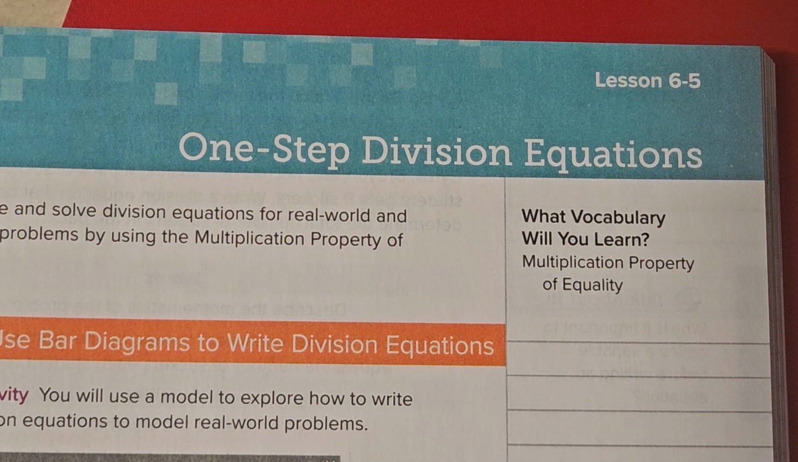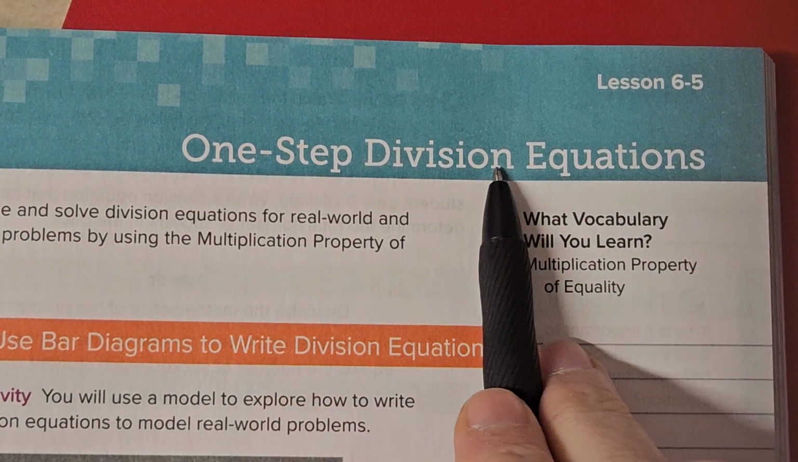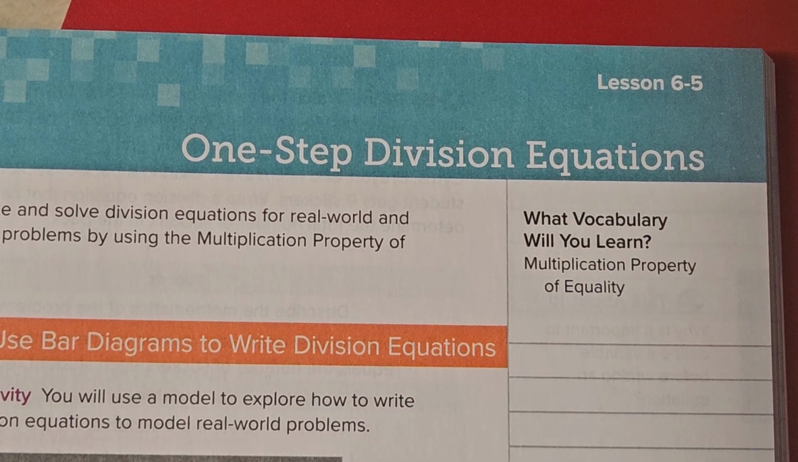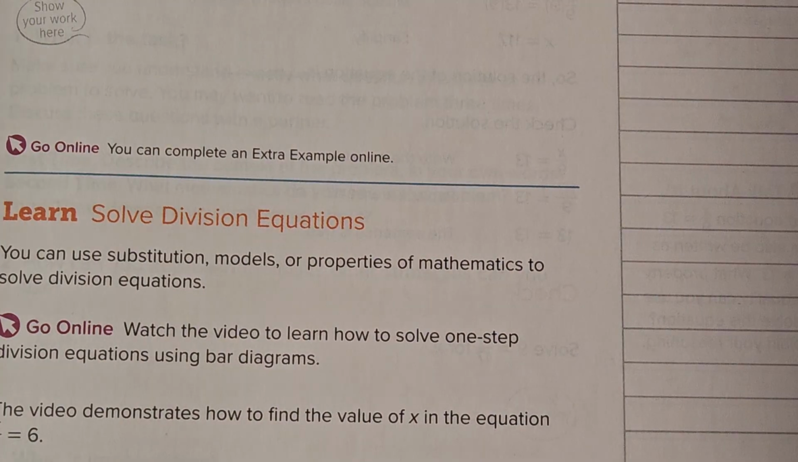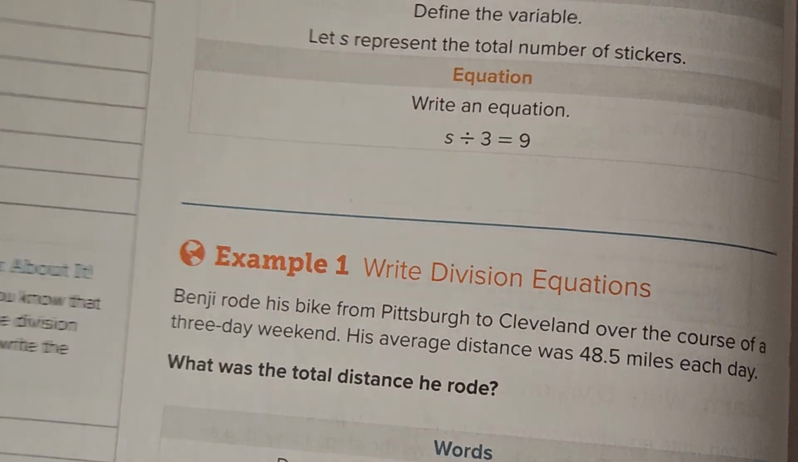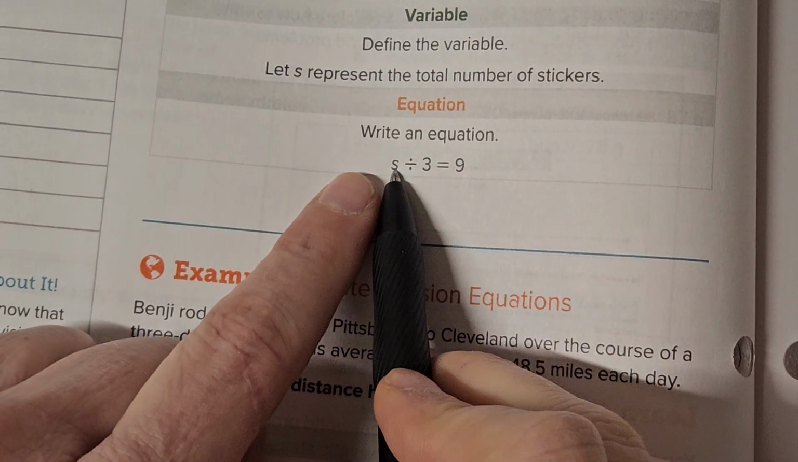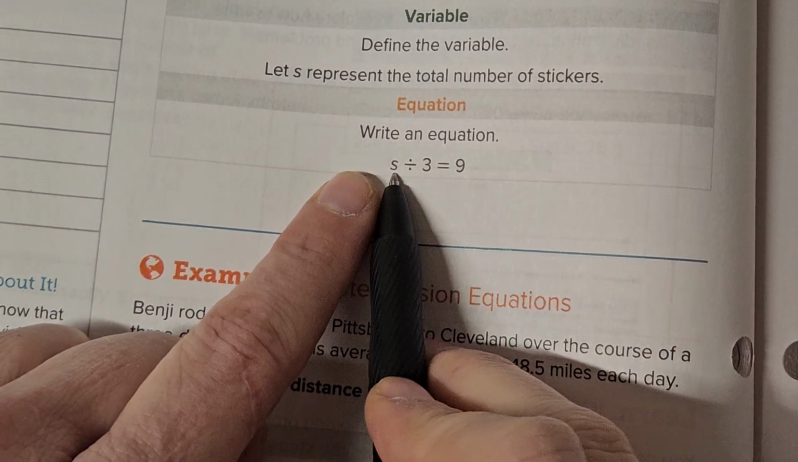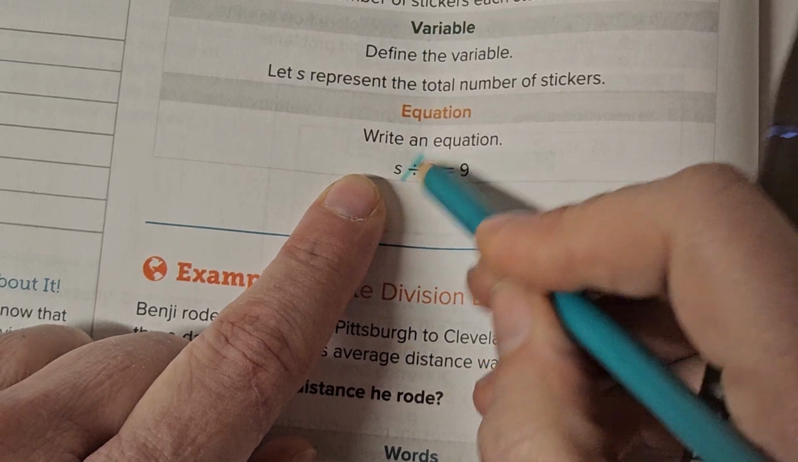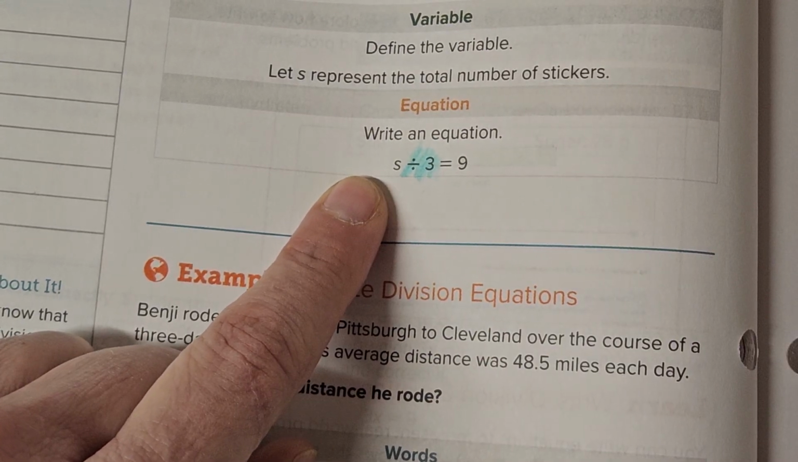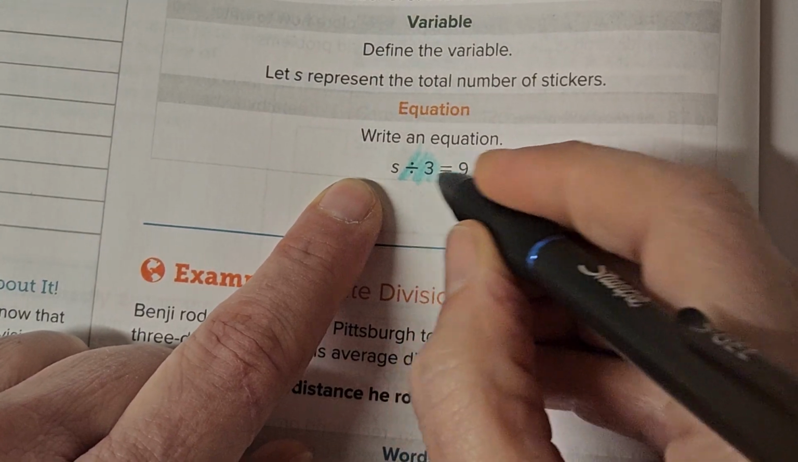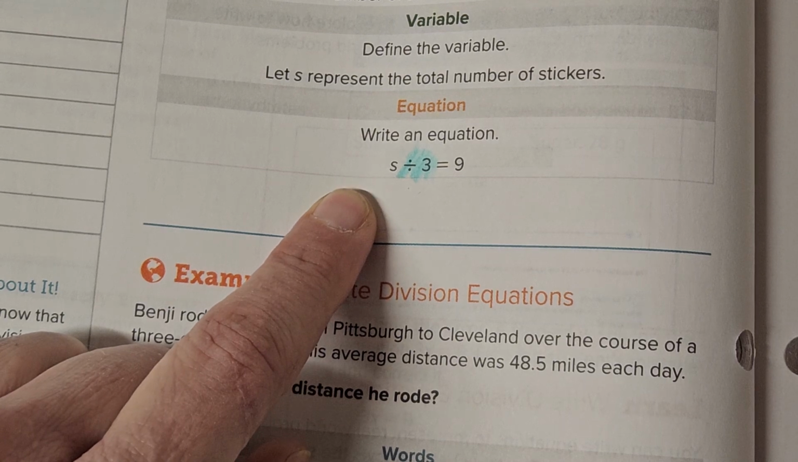Good morning. Lesson 6-5, still one-step algebra, but now we're going to do division. So same as before, where we are looking for the inverse operation. So if you have s divided by 3 equals 9, what's happening to the variable? It's being divided by 3. What's the inverse of divide 3? Times 3. Now there's lots of ways to write this.